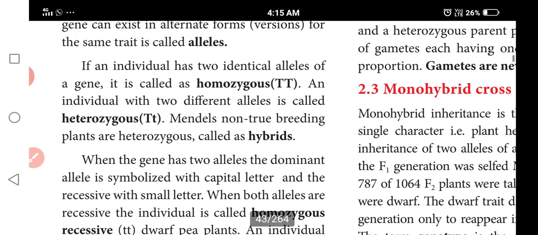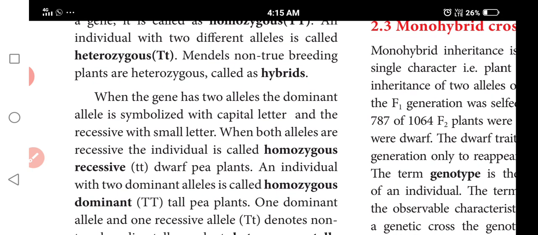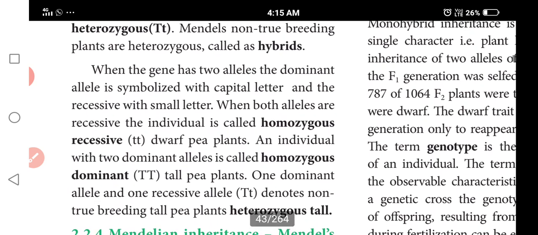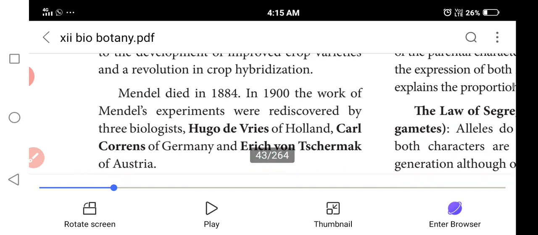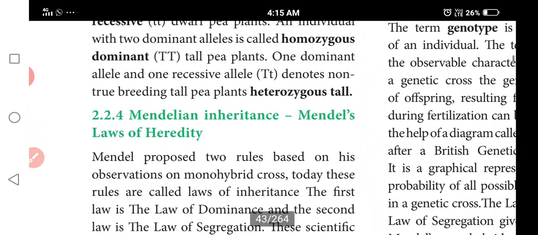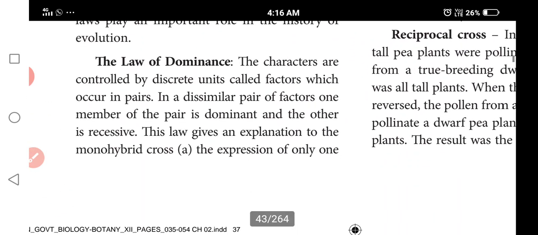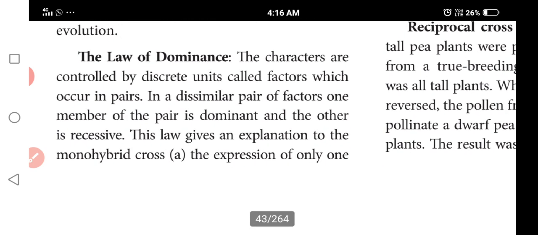Law of dominance means that when two pure lines with contrasting characters are crossed, only one form of the character appears in the offspring. The other form remains unexpressed.